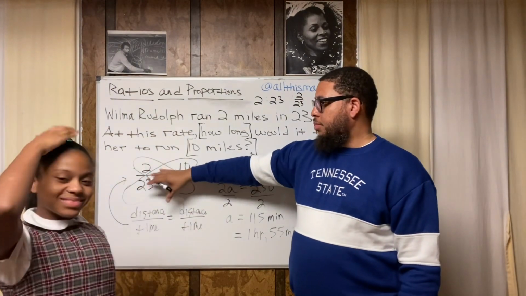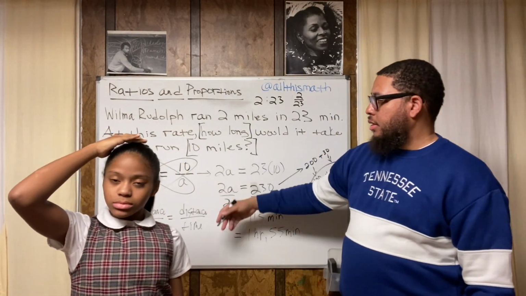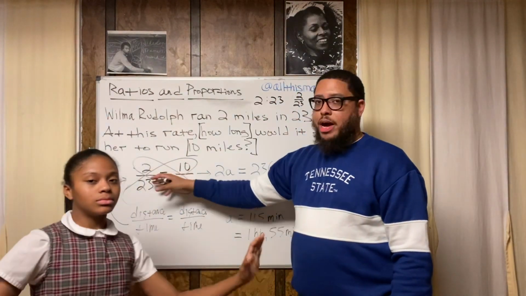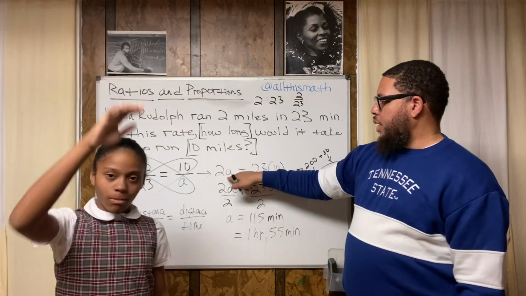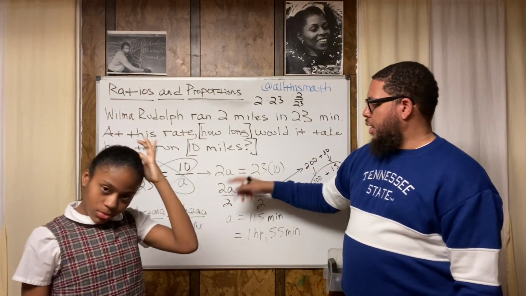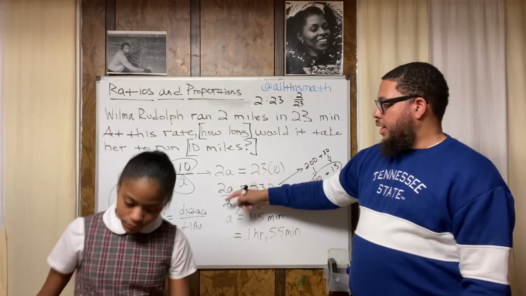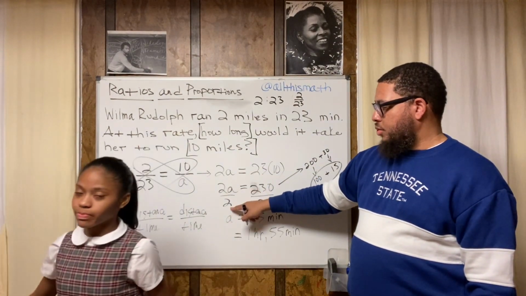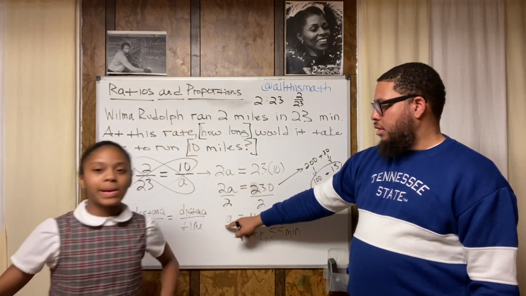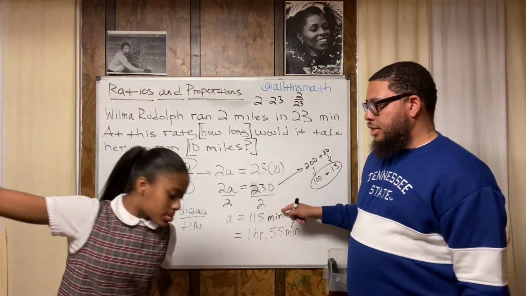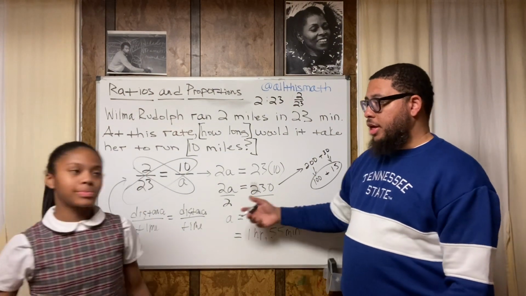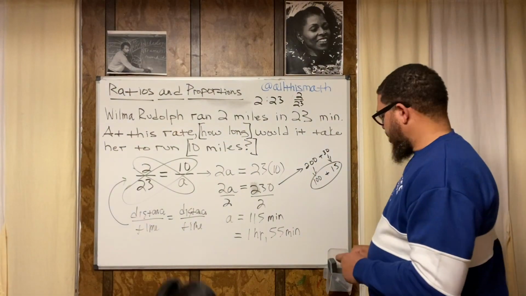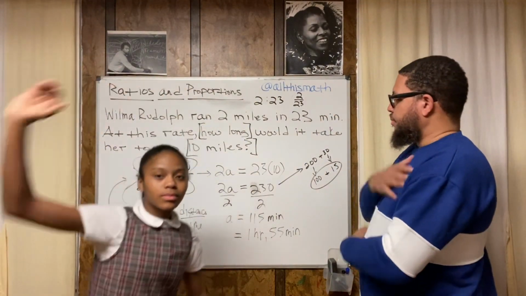Replace the words with numbers, and then I do the Malcolm X method where I cross multiply and I put each product on one side of the equal sign. 2a equals 23 times 10, and then I simplify: 2a equals 230. Then I'm trying to isolate a, so I get rid of the 2 by dividing by 2. That leaves me with just a. And then whatever is on the other side of the equal sign is what a is equal to. So then by the time we're done, we do know what a is equal to. So it would take her almost 2 hours to run 10 miles.